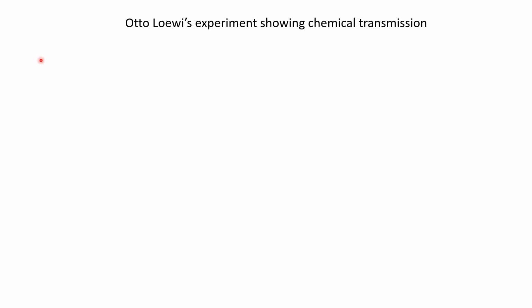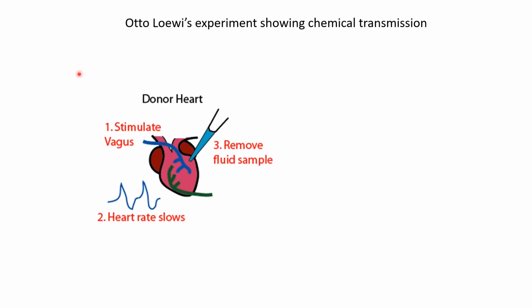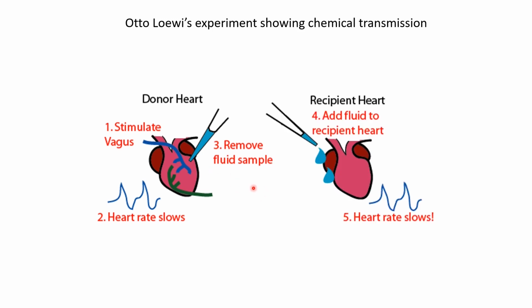So here is the cool experiment that Otto Loewi did. In a petri dish, he kept the vagus nerve and the connected heart, and he stimulated the nerve, and he was able to see that the heart rate slows down as expected. And then he collected some of the fluid from this petri dish around the heart. And now comes the clever part. He puts this fluid on another heart in a different petri dish. And this heart is not connected to a vagus nerve now, it's just an isolated heart. And when this fluid is applied on it, he was able to show that the heart rate here also slows down, which means that this fluid contains some chemical that is able to transmit this effect.